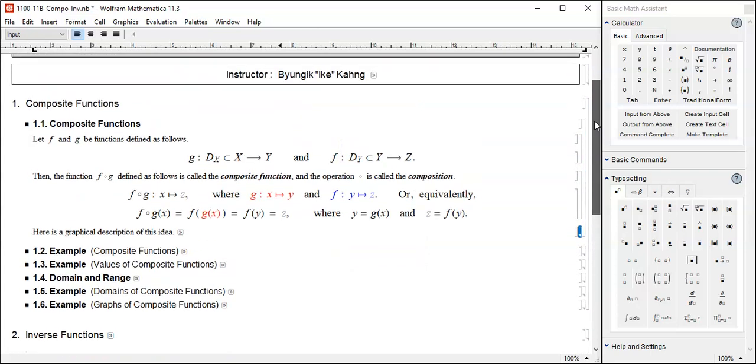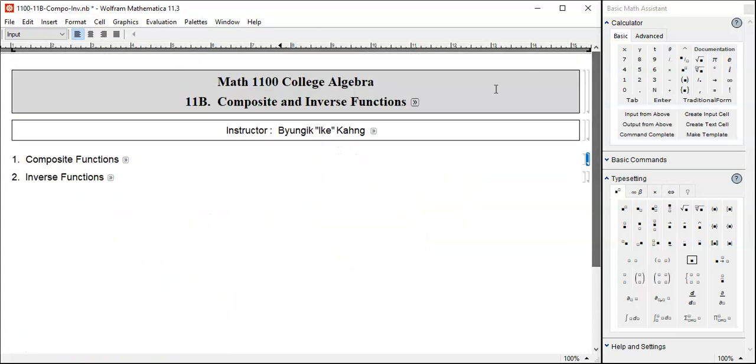Okay, so much for the first two examples. We're going to talk about domain and range in the next video.